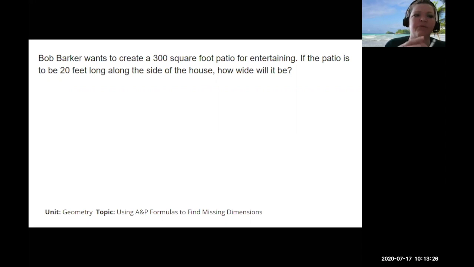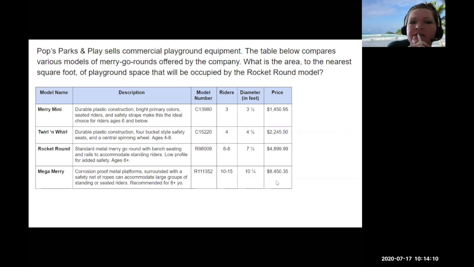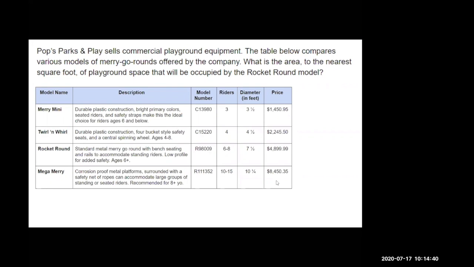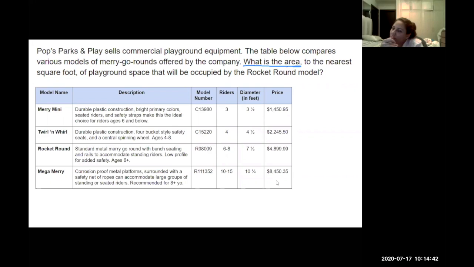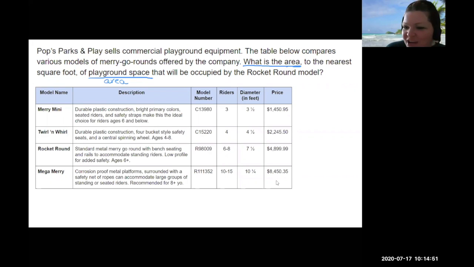Let's look at this next problem. Pops Parks and Play sells commercial playground equipment. The table below compares various models of merry-go-rounds offered by the company. What is the area to the nearest square foot of playground space that will be occupied by the rocket round model? What are they asking me to do or to find? The area to the nearest square foot. The space of rocket round model. Absolutely. The space it occupies is the area.